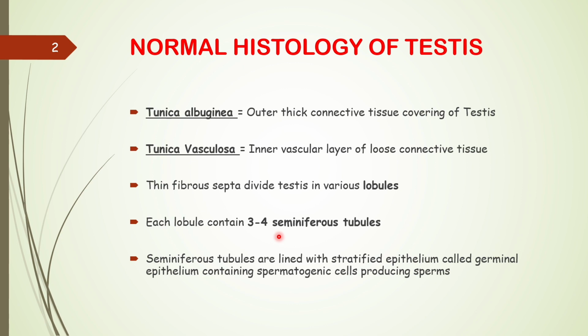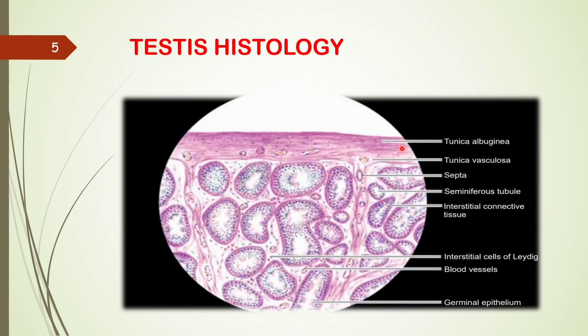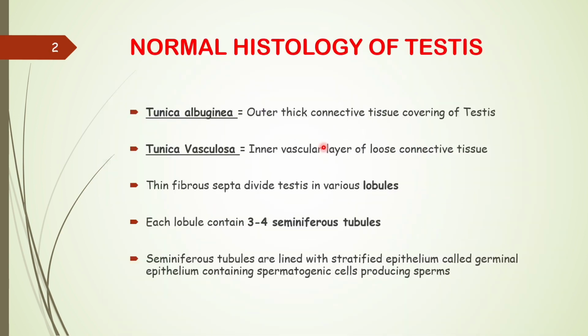Before we understand the testicular tumor, you should be familiar with the normal histology of the testis. Then you can understand the testicular tumors in detail, and then you can understand the morphology. First of all, histology begins with the tunica albuginea, which is a thick connective tissue covering of the testis.